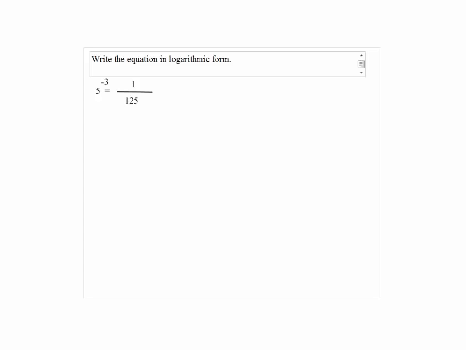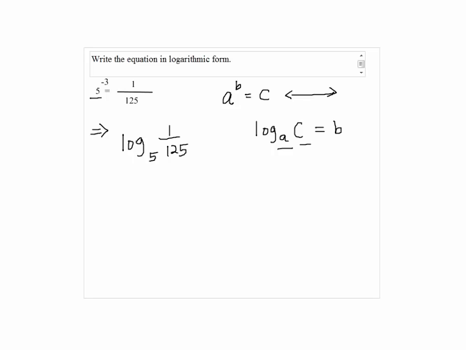Write the equation in logarithmic form. A to the b equals c in exponential form is written as log base a of c equals b in log form. So 5 to the negative 3 equals 1 over 125 is written as log base a, which is 5, of c, which is 1 over 125, equals b, which is negative 3.